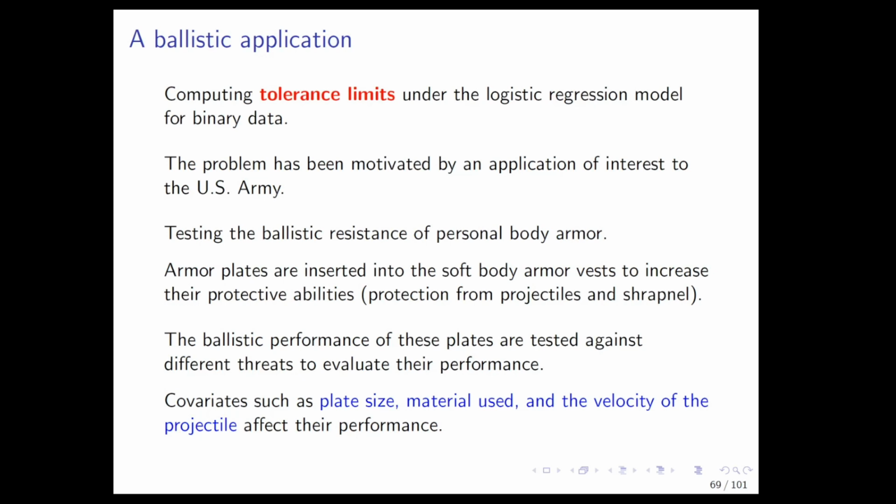Now, the performance of this plate depends on a number of covariates: the size of the plate, the material used, and a very important covariate, the velocity of the bullet. If the bullet is coming at you at a very high velocity, the chance of it penetrating is probably much higher. So the velocity is a very important covariate. We will look at some data analysis also, the data I got from the Army.